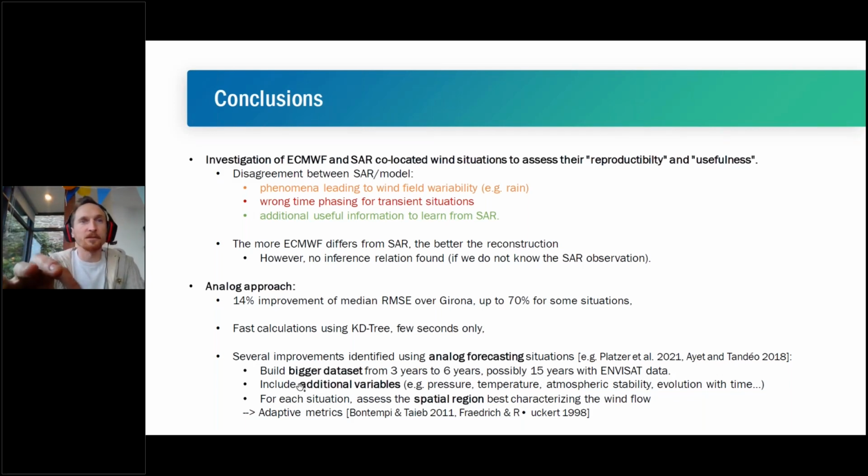We are also thinking of adding some additional variables, like the metocean variables we mentioned that can further explain the differences, and also working on the spatial region that best characterizes the wind flow. And this is it for my presentation.